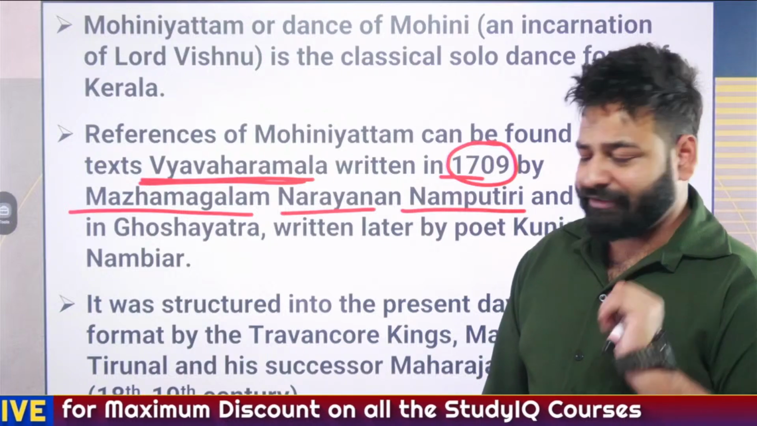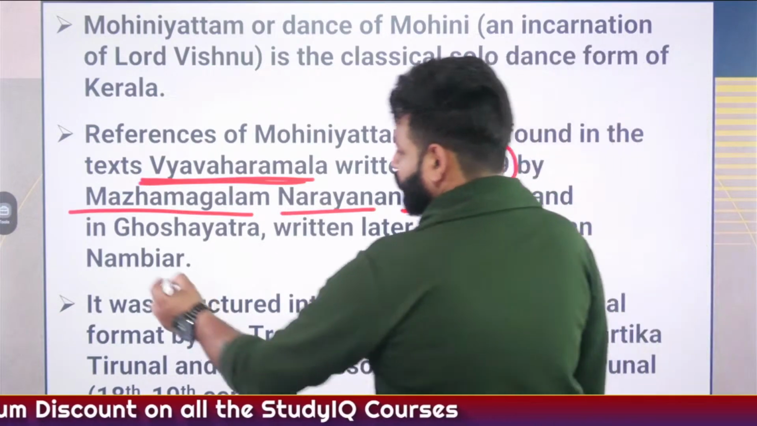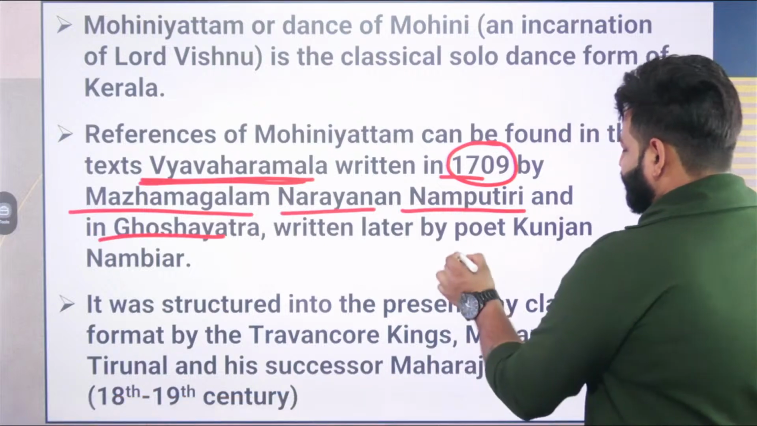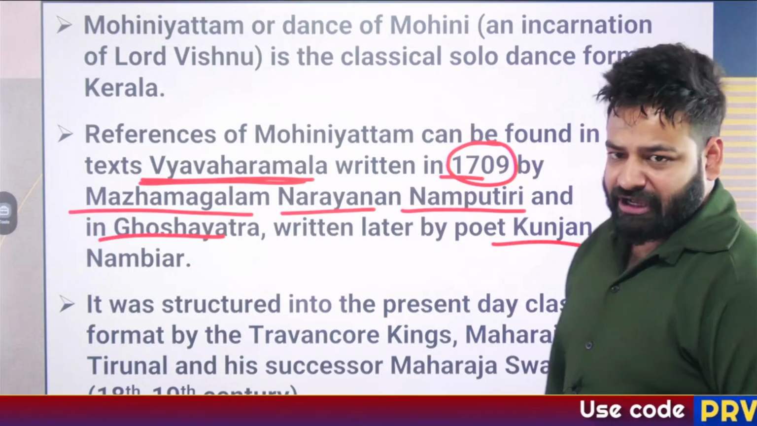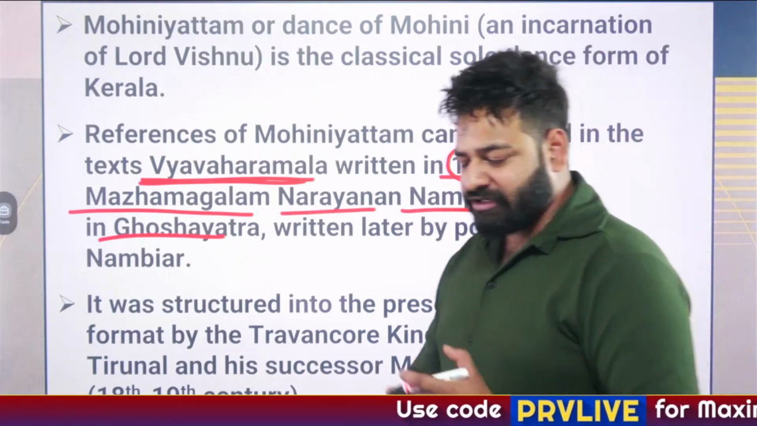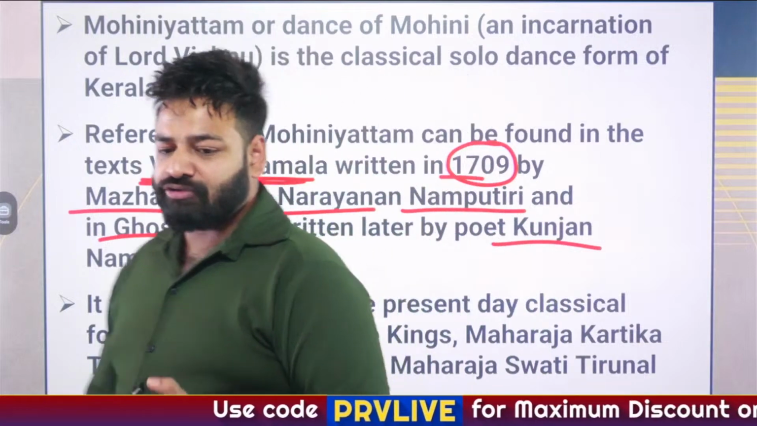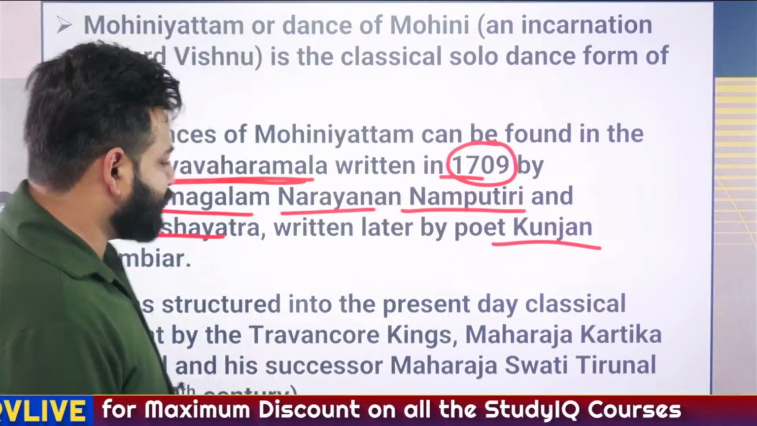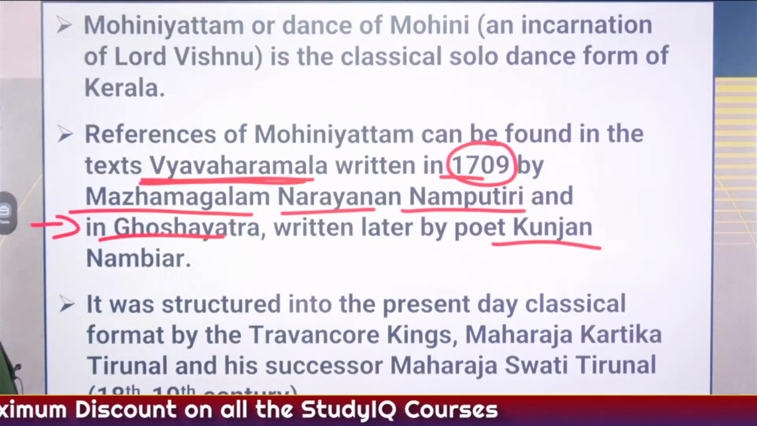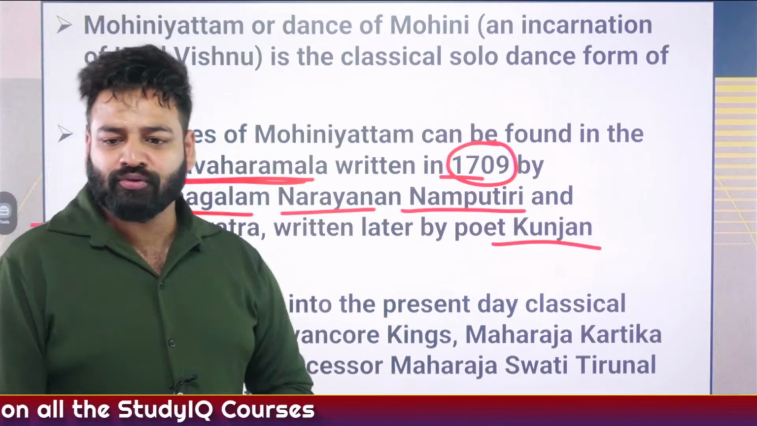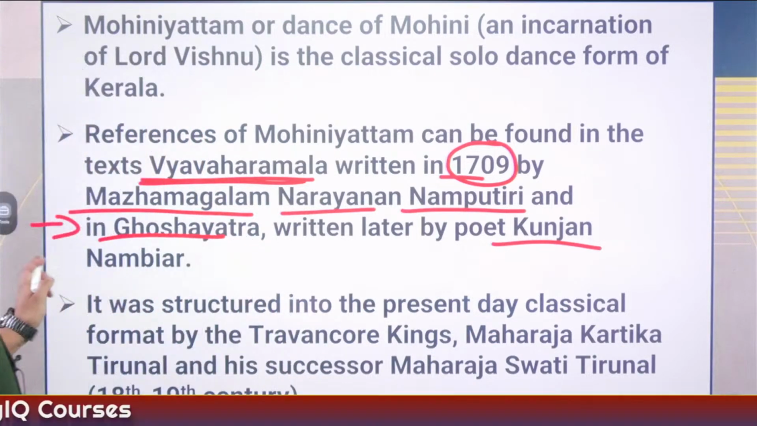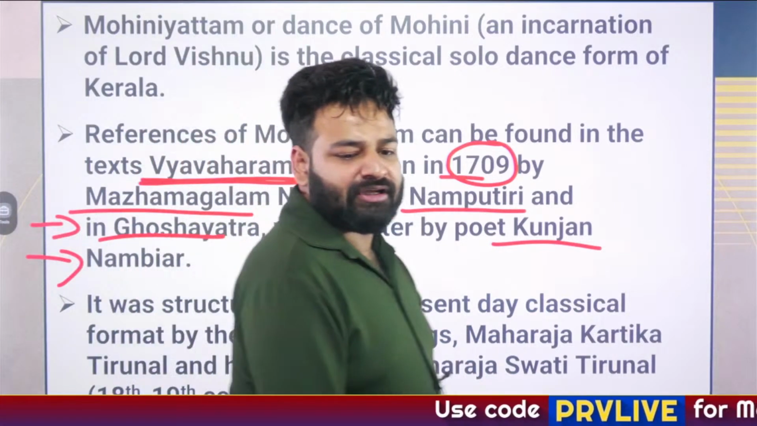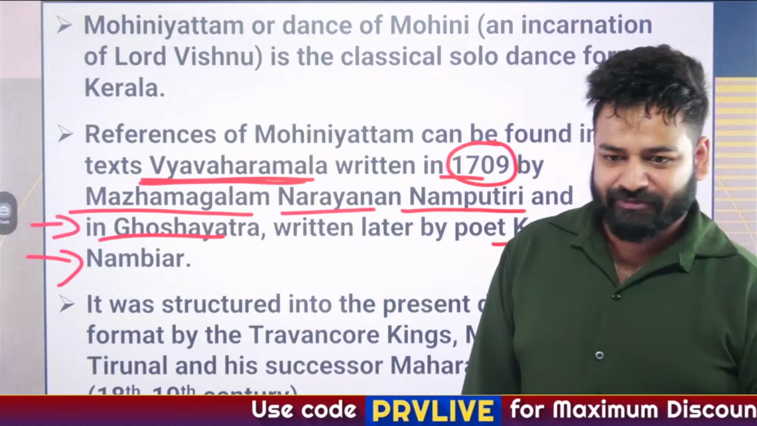And we have another name, Ghosh Yatra. Okay, another book written by poet Kunjan Nambiar. So for the dance Mohiniyattam, another wonderful name. What is the name of the book? Ghosh Yatra, written by a poet. What's his name? Kunjan Nambiar. Okay, right? So this is what Mohiniyattam dance is.